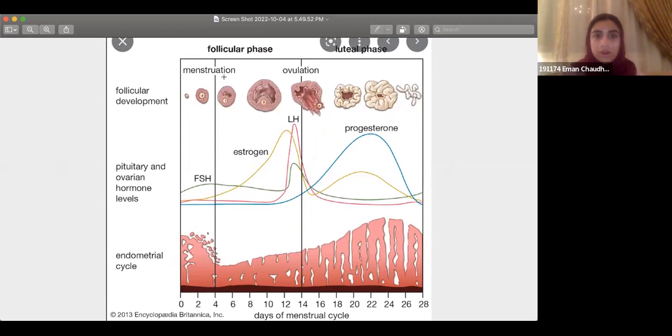Okay, so to answer your question, Tasneem. How does the estrogen determine FSH and LH?